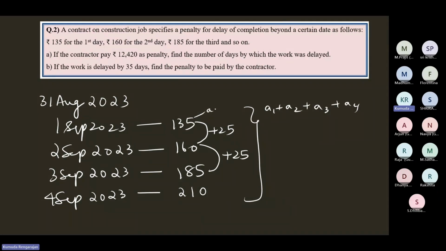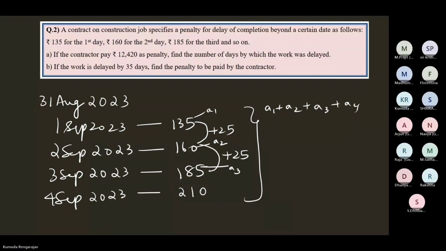See, this is A1 because this is the penalty for the first day. This is the penalty for the second day. This is the penalty for the third day. This 185 rupees is not the penalty for 3 days. It is only for the third day. 210 rupees is not the penalty for all the 4 days. It's the penalty only for that fourth day.